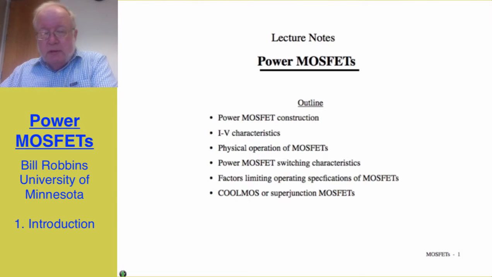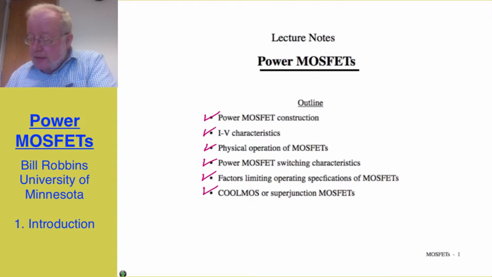In this video module I'm going to discuss MOSFETs that are designed for power electronic applications. More specifically, I'm going to talk about the following topics. First, we'll talk about the construction of a power MOSFET, what its vertical cross-section looks like. We'll then talk about the IV characteristics, then the physical operation of the MOSFET, then the switching characteristics of MOSFETs, factors that limit the operating specifications of the MOSFET, and finally a new variation of the MOSFET, the so-called cool MOS or superjunction MOSFET.